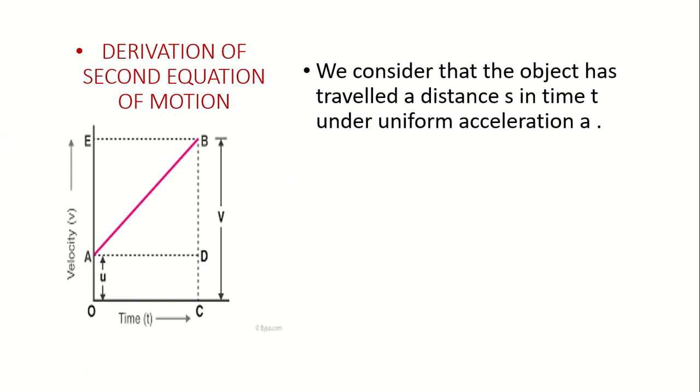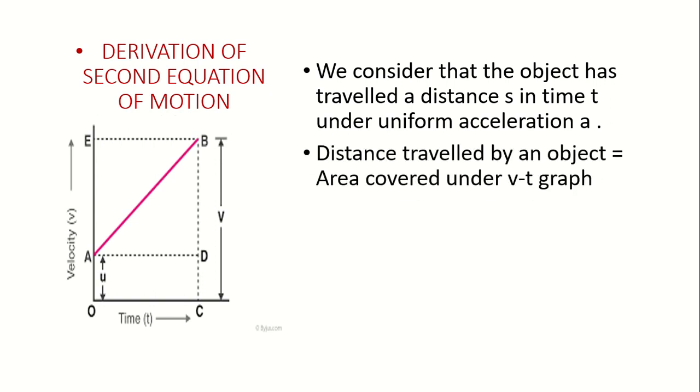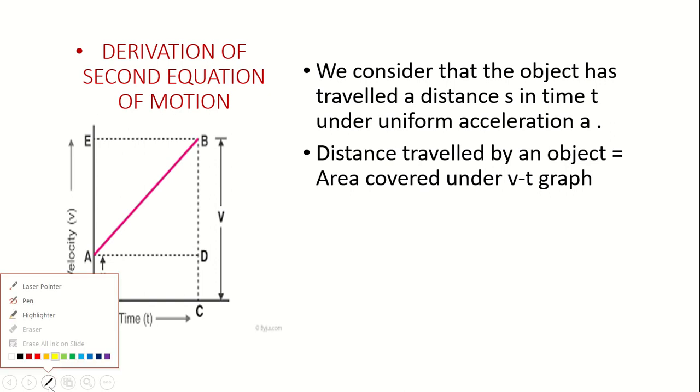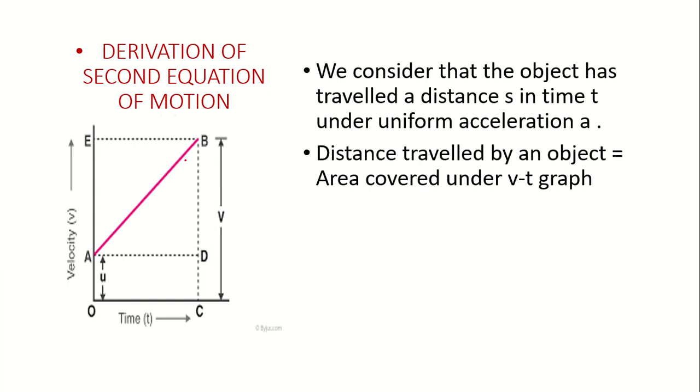Here, we consider that the object has traveled a distance s in time t under uniform acceleration a. Very important to note once again that these equations of motion are only and only applicable for straight line motion, and that should be a uniformly accelerated motion. Next thing, distance traveled by an object equals the area covered under the velocity time graph, which you have already learnt in previous videos.